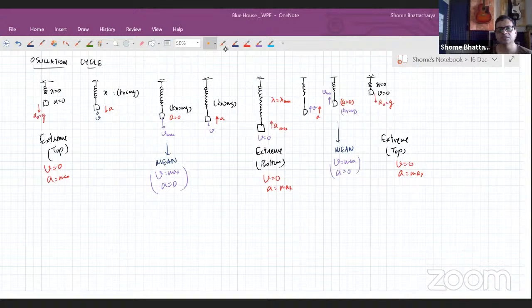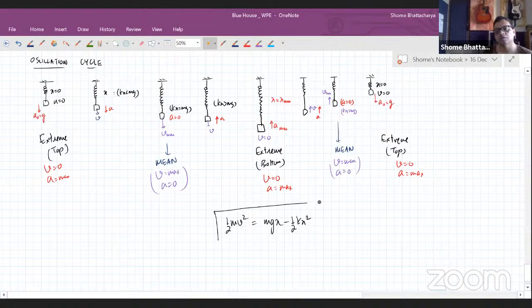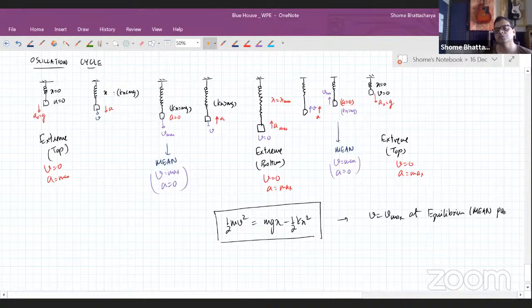Okay. So from work energy, we had the relation that in general, half mv square was equal to mgx minus half kx square. So from this equation now we will find v is equal to v max at equilibrium position, equilibrium or mean position. So mean position or equilibrium position is the position at which acceleration is 0. That means kx should balance mg. So that is how we will find the answer to the second part.